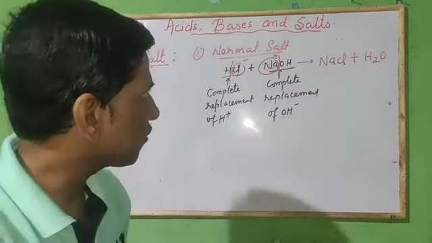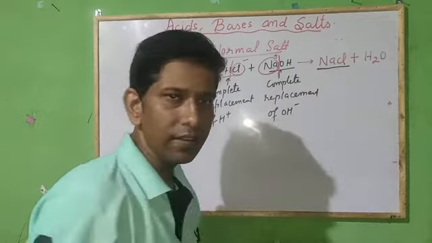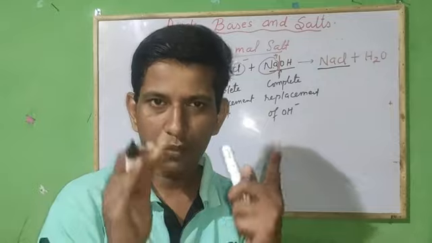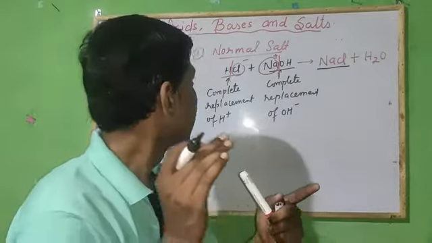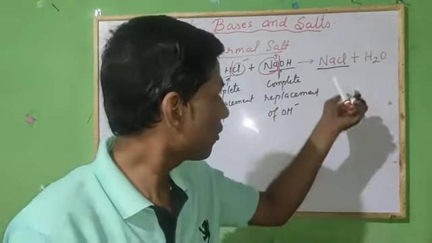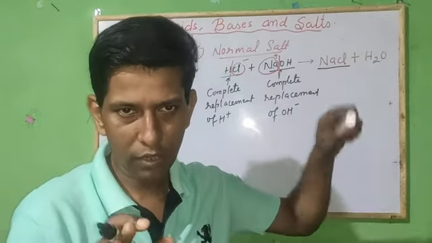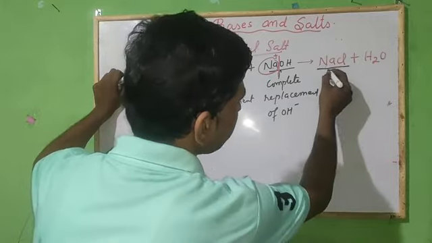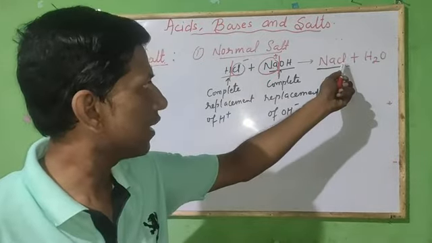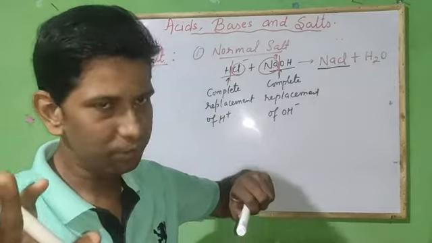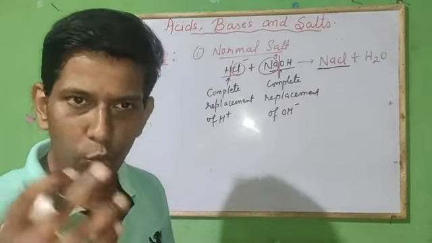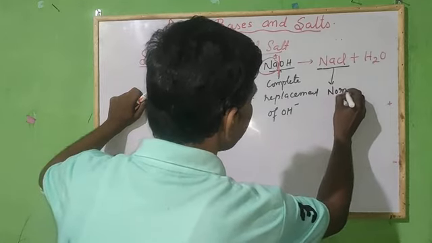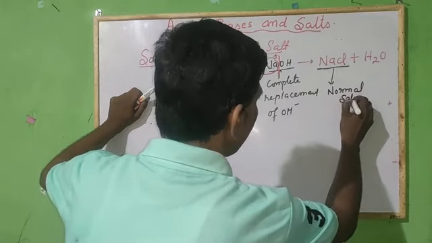So in this salt, dear children, you can easily see that neither H plus ion is present nor OH minus ion is present. So with the formula only you can understand it is a normal salt. In a normal salt, neither H plus nor OH will be there. So it is a normal salt. In this salt you can see that Cl has completely replaced H plus, and Na has completely replaced OH minus. So NaCl is a normal salt. Clear, no?